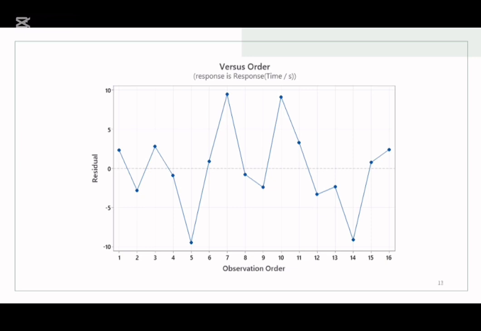Here, as you can see, the residual versus observation order plot. It indicates that the residuals are randomly distributed over time, supporting the assumption of independence. This confirms that the order in which the experiment was conducted did not influence the results, further validating the reliability and integrity of the experiment data and the ANOVA analysis.